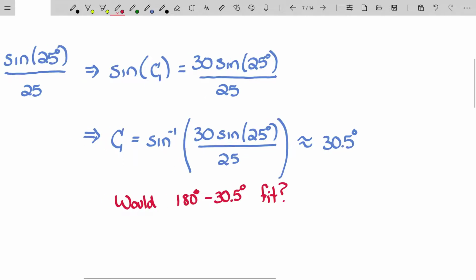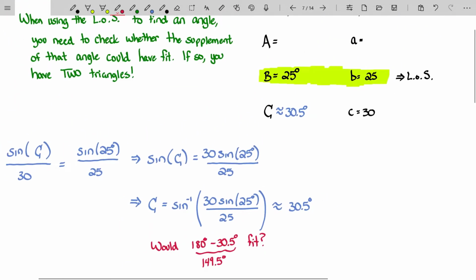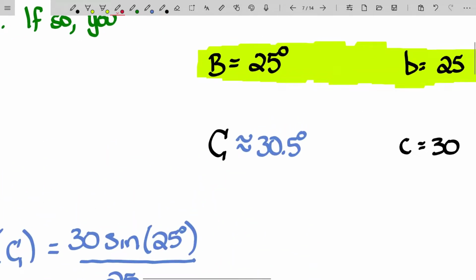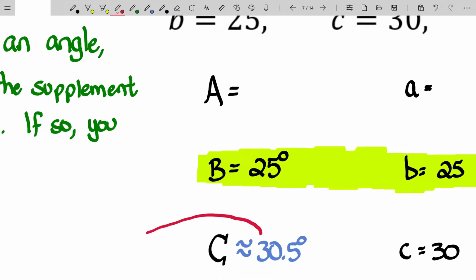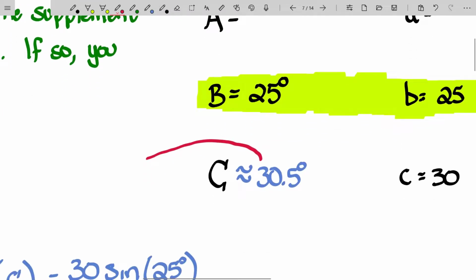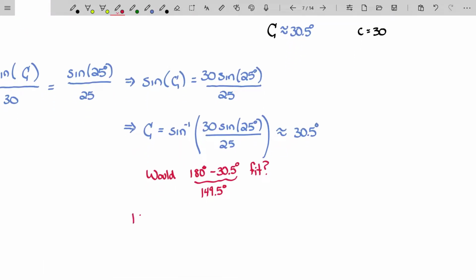Quickly compute that that's 149.5 degrees. So the question is, would we have been able to fit a 149.5 degree angle here instead? Well, 149.5 plus 25 actually does leave enough room for an extra angle A. Again, let me say that again.